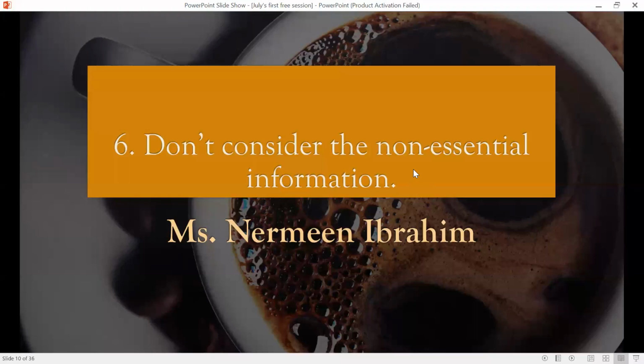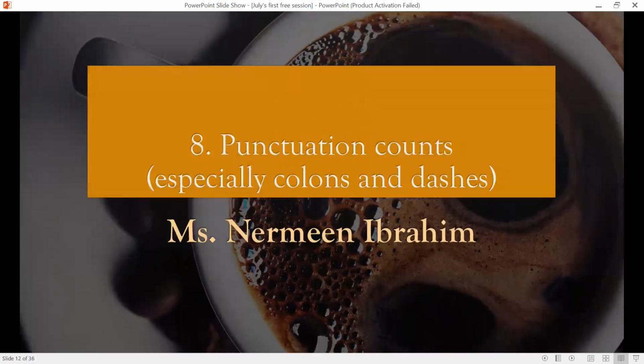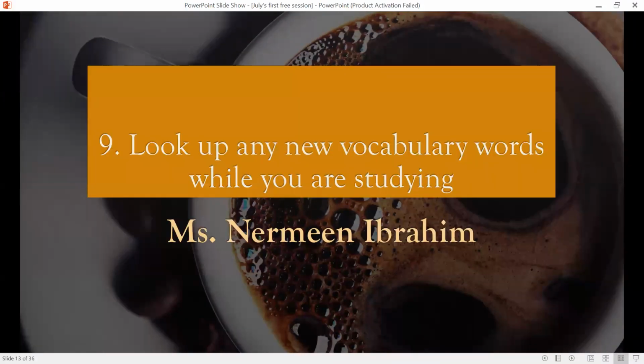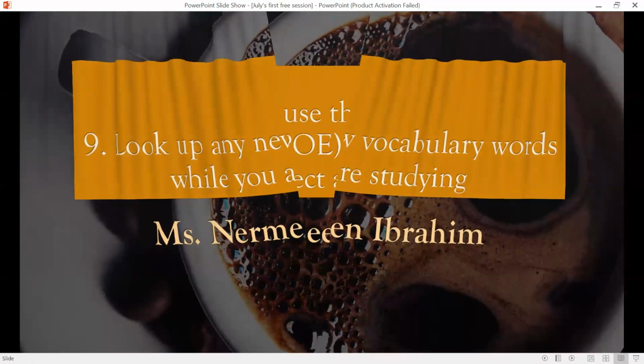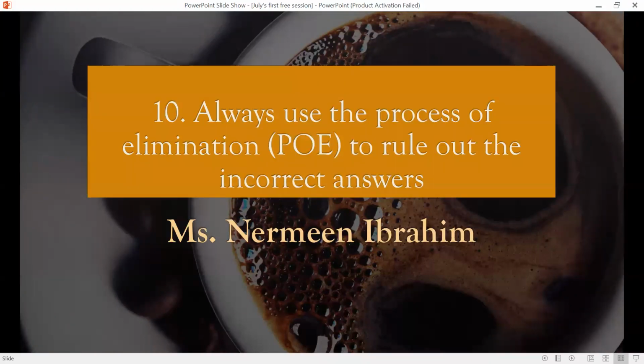And also, I told you not to rely heavily on the non-essential information, because simply it is not that important or related to the best answer. Your best answer must be supported by evidence from the text, and you shouldn't be making up stories. Punctuation will help you definitely, and you need to look up the new vocabulary words while you're studying. Whenever you're studying, you have to look up the new words for you.